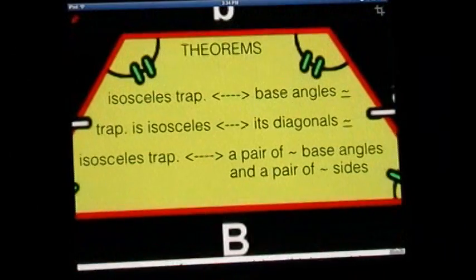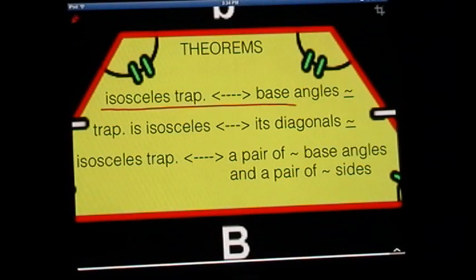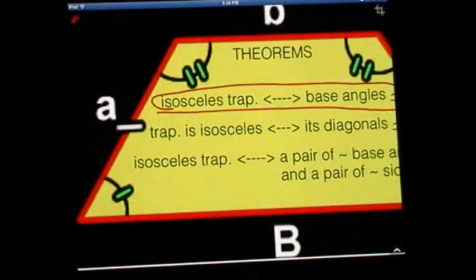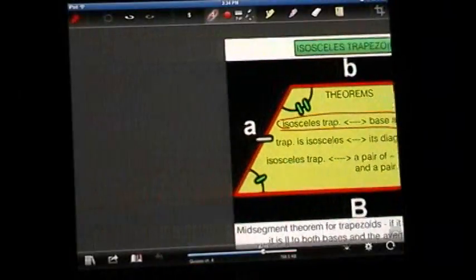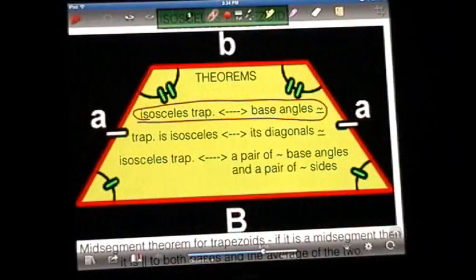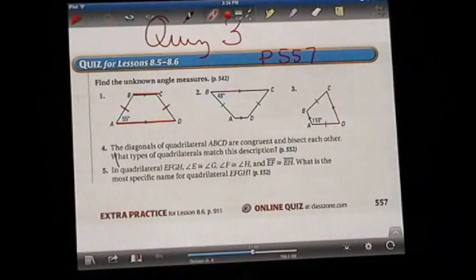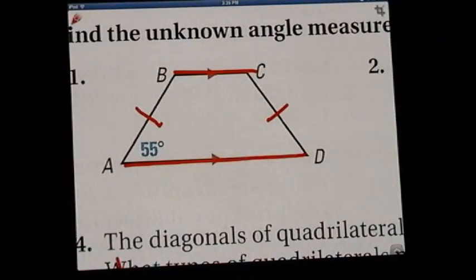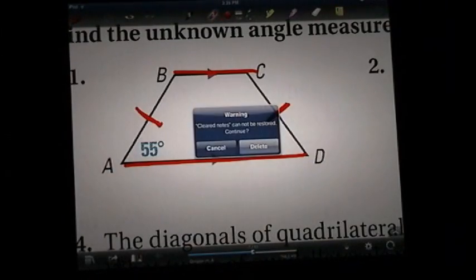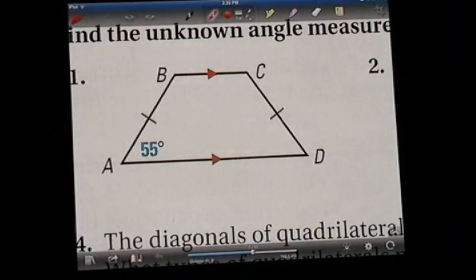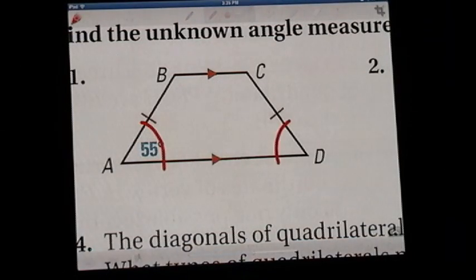If it's an isosceles trapezoid, its base angles are congruent. So we're going to go back over here. We know it's an isosceles trapezoid because the two sides are marked. Let me erase everything so you can see that. Okay, so that means the base angles have to be congruent, so that makes this one 55 degrees.